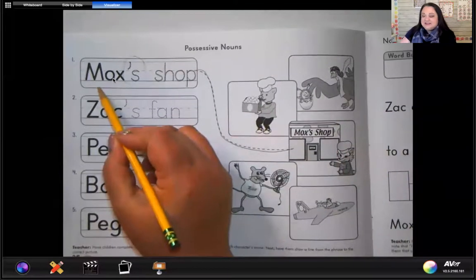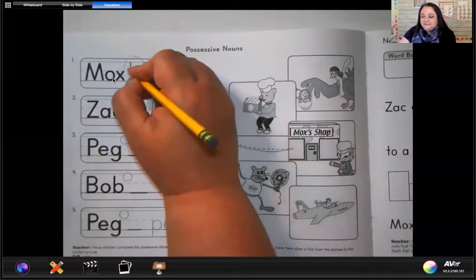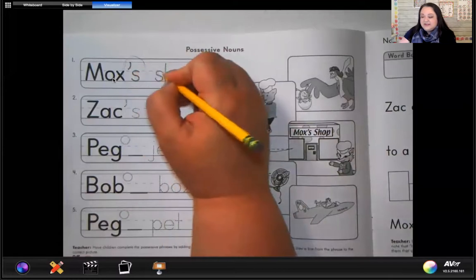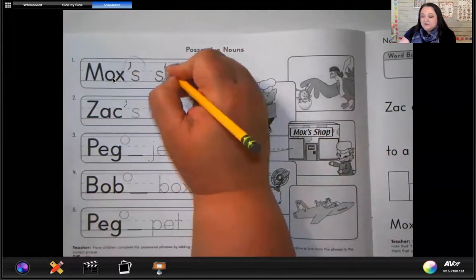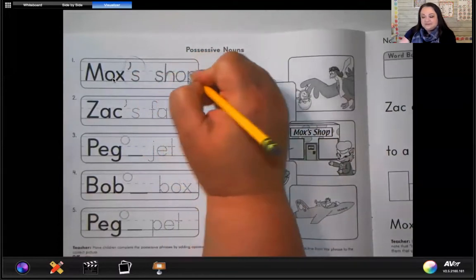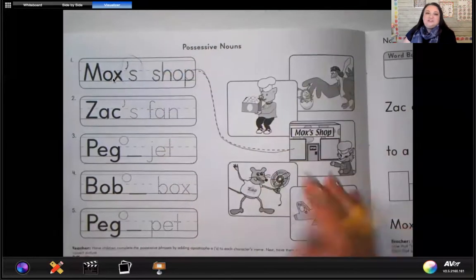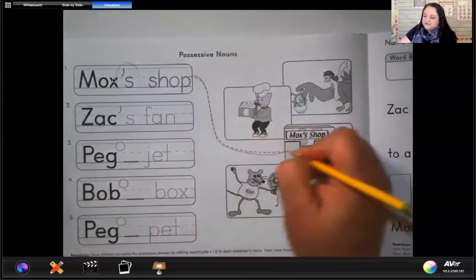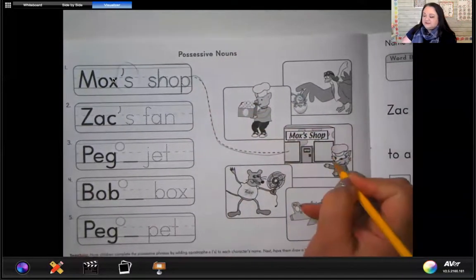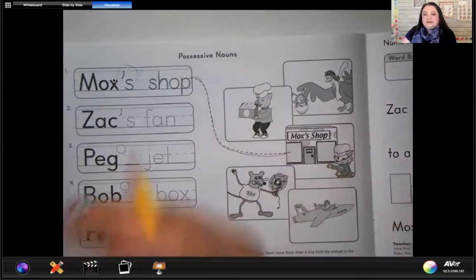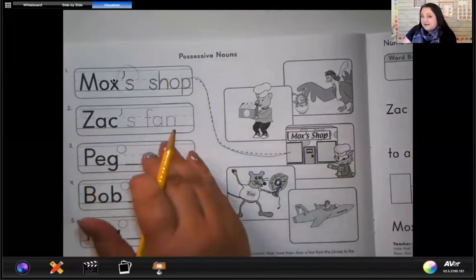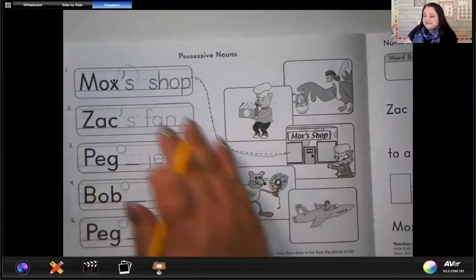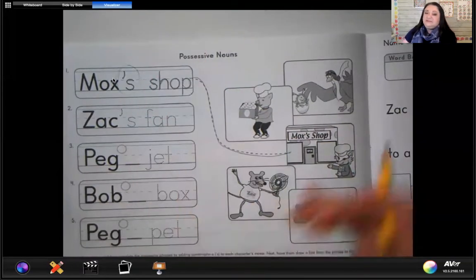So in this case, we're going to trace the apostrophe S and the word shop, which spells shop, okay? And shop is just another name for a store. So we're going to draw a line from there to the picture of Mox's shop, okay? So we're going to do tracing, we're going to read, and then we're going to match the phrase with the picture.